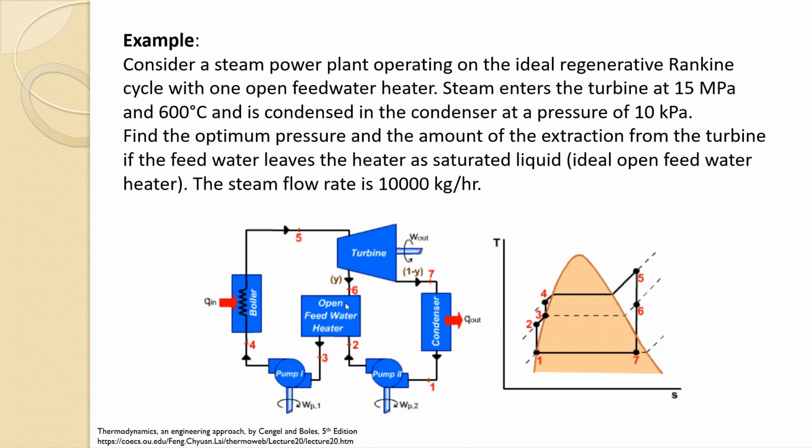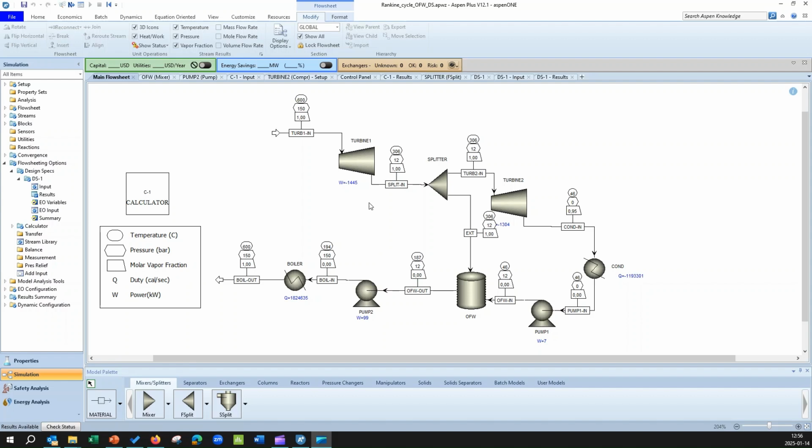Now we want to see how we can find the optimum pressure and also the optimum amount of the extraction from the turbine, assuming that we have an ideal open feed water heater. Let's see how we can perform the simulation. What we want to do is basically something like a sensitivity analysis, as we did before. If you don't know how to do it, please watch the previous video.